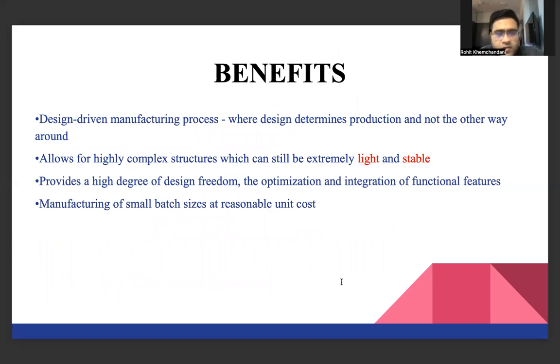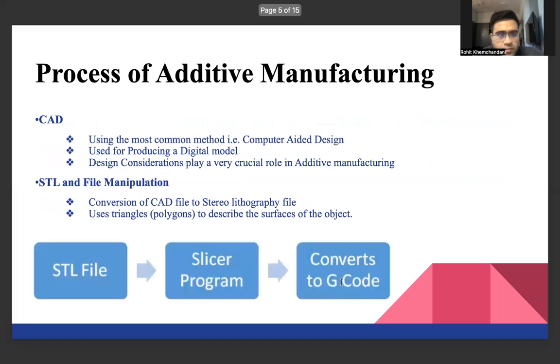Benefits of additive manufacturing. It is a design driven manufacturing process, where design determines production and not the other way around. It allows highly complex structures which can be extremely light and stable. It provides a high degree of design freedom, optimization and integration of functional features. And manufacturing of small batch sizes at very reasonable unit cost.